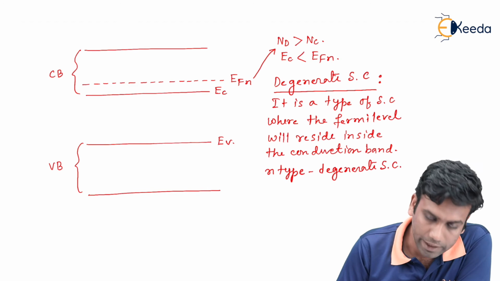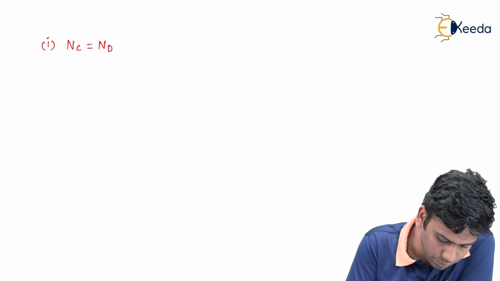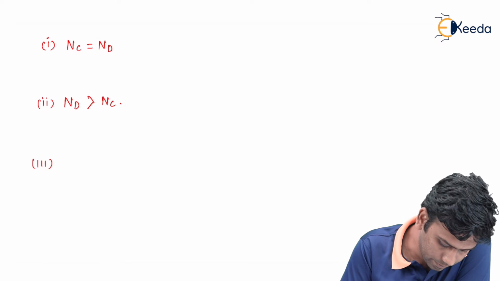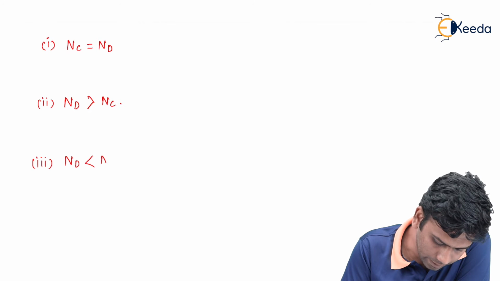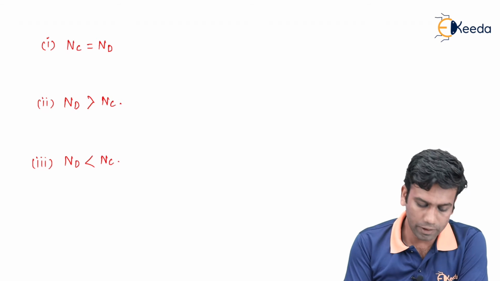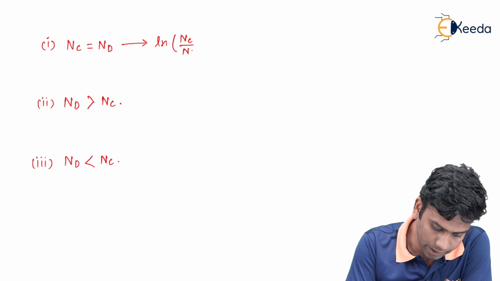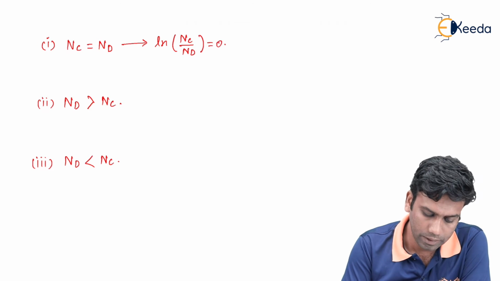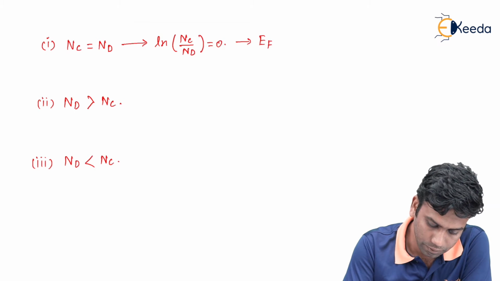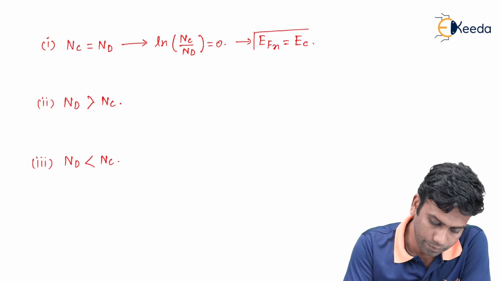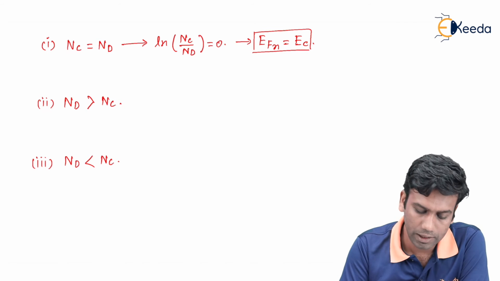Now let us take some cases where the first case is NC equals ND. Second case, ND is greater than NC, and third case, ND is less than NC. So for the first case, we can say that ln of NC by ND will be 0. That is, the EFN value will be exactly the EC value. That means the EFN position will be at the EC energy level.